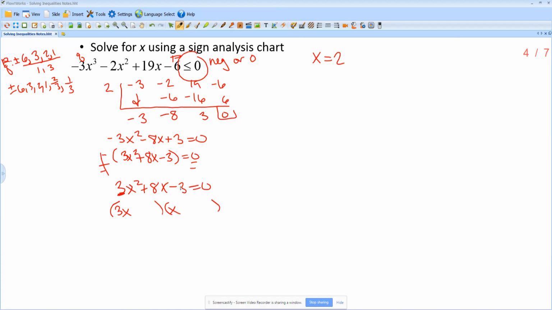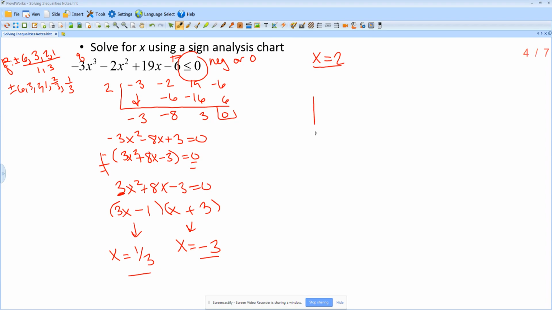So numbers that multiply to -3 would just be 1 and 3, and the negative could be on either one. In this case, I'll put the 3 here, the -1 here. And if you double check, 3 times 3 gives me 9, minus 1 gives me 8. And -1 times 3 gives me -3. This is the only way that this can be set up. My zeros here then are -3 and +1/3. So I've got 3 critical values, 2, -3, 1/3.